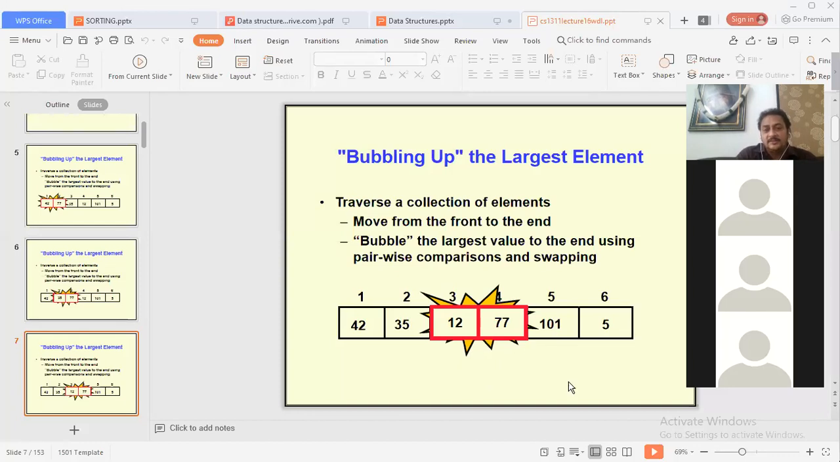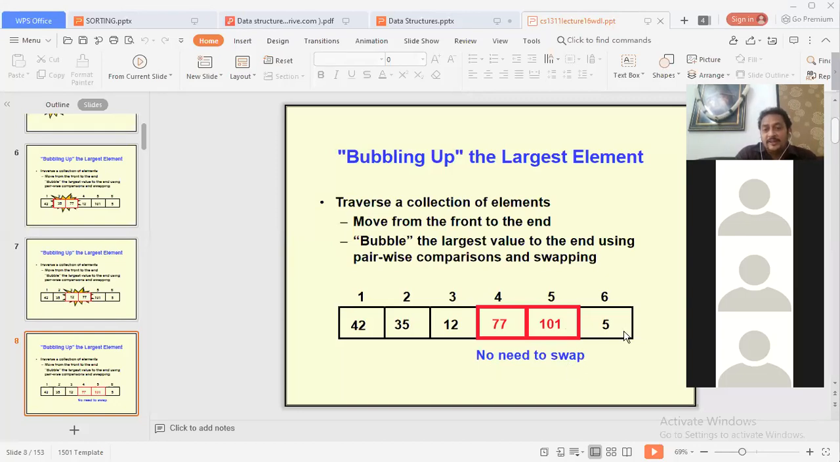Now what happens to the next? Fifth position comes to 4th position. So 77 goes to 5th position and 101 comes to 4th position. పెరుగుతుందా? 4th position వస్తుందా? Is 77 bigger than 101? No, sir. Then the places are as it is. No change in the 4th comparison. Is it clear? Yes, sir. In the 4th comparison, no need to swap.